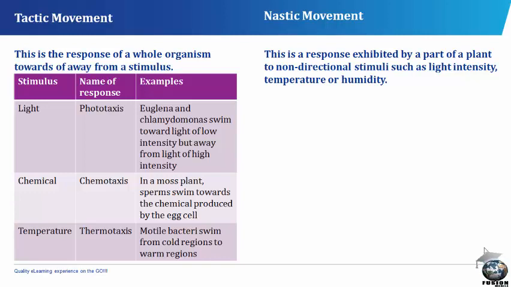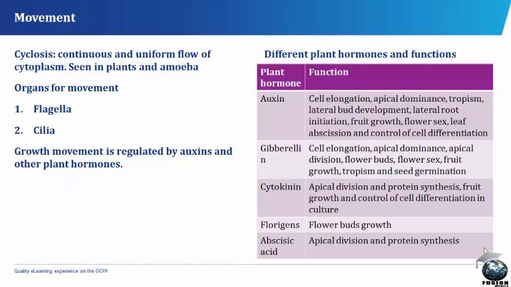Tropisms are very slow growth movements. They are named according to the stimuli. Example: phototropism, response to light; hydrotropism, response to water. Cyclosis. This is continuous and uniform flow of cytoplasm seen in plants and amoeba. In animals, cyclosis occurs in protozoa like amoeba, amoeboid movement.